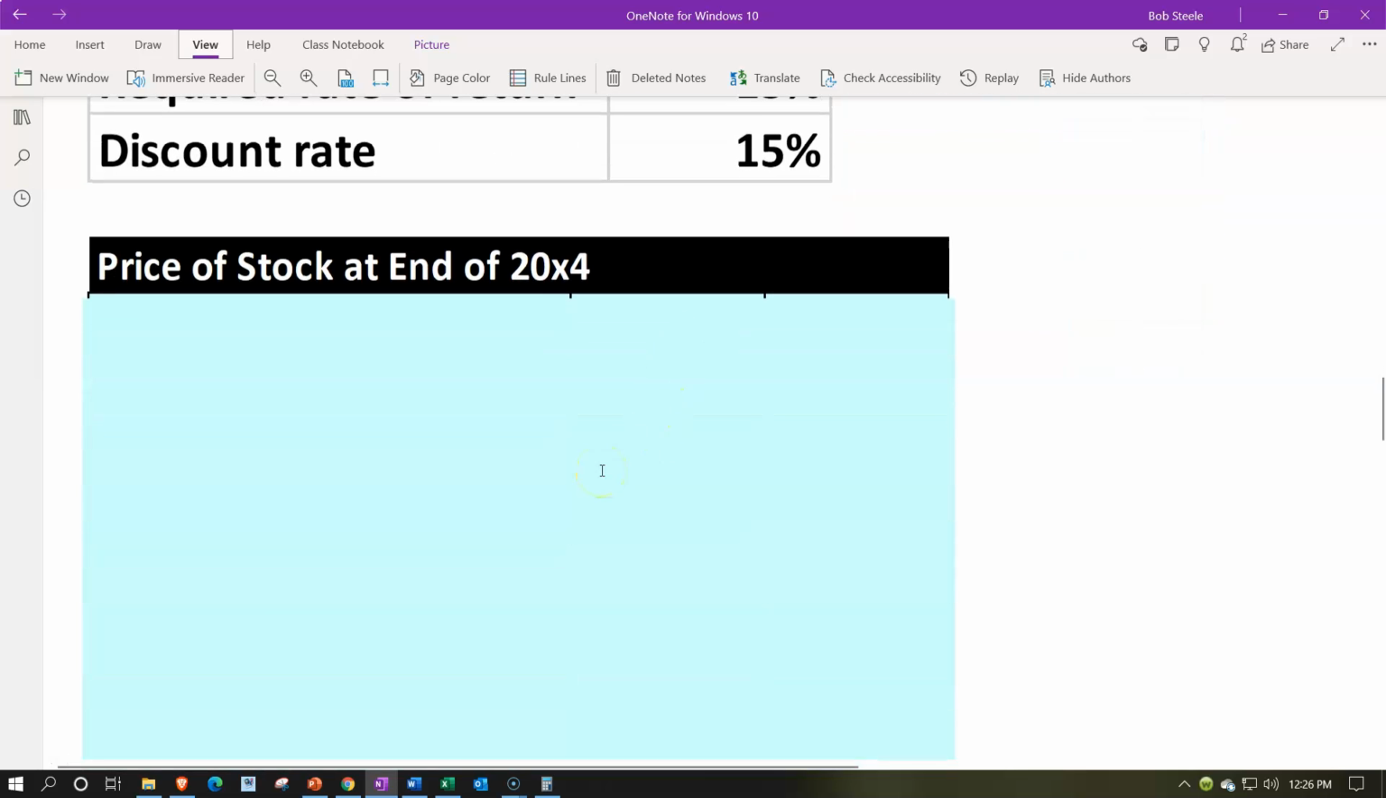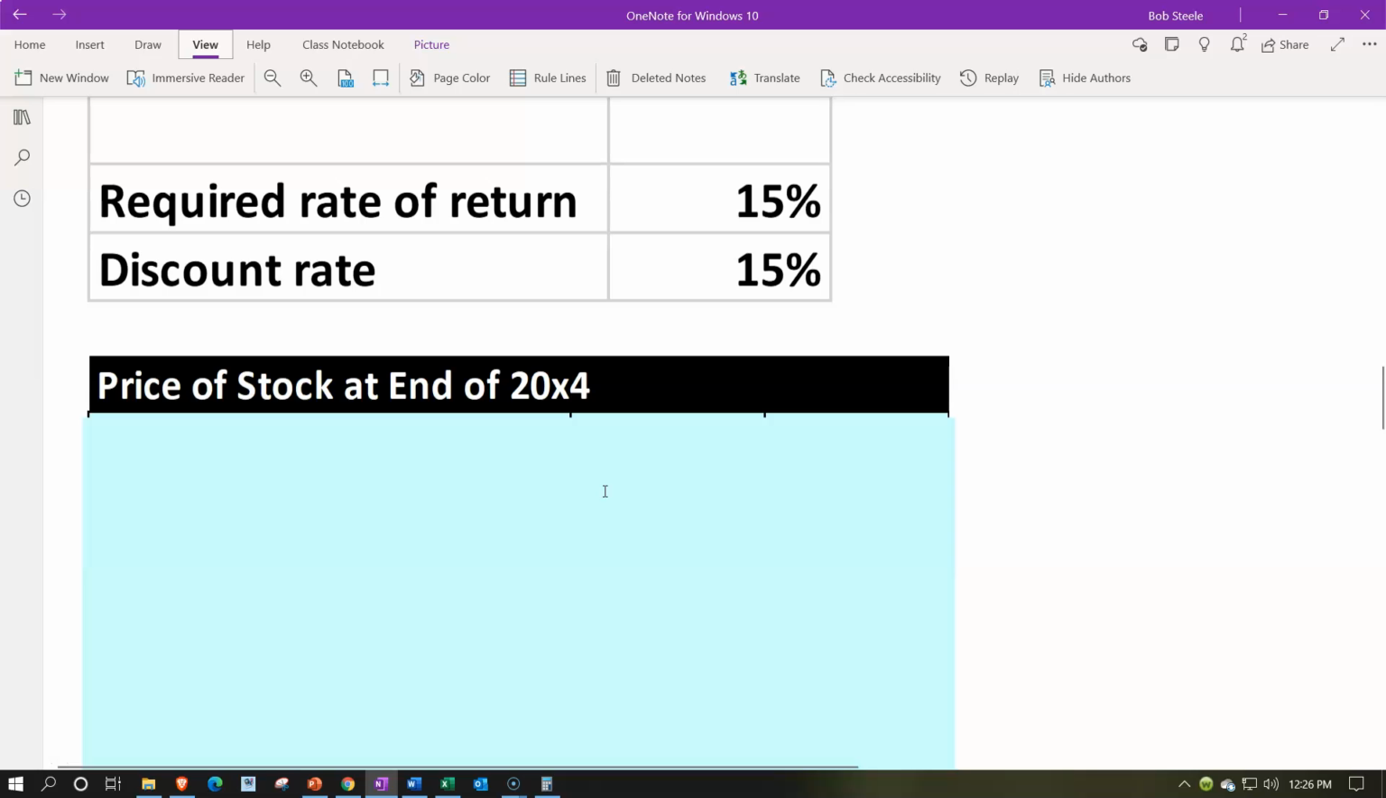So then we can take a look at the price of the stock at the end of 2000 X4, the other factor that we need to basically be considering. So we thought about the present value of the dividends. If I want to value the stock, I also need to know what the price is at the end of this time period. And that's going to be the other area that we can value this at, because that would be something we could sell it for at that point in time.